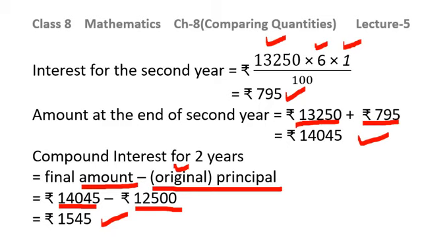Now compound interest, as I told you, is given by the formula amount minus original principal. So amount is 14,045 minus original principal 12,500. So it will be 1,545. This is your compound interest for 2 years.